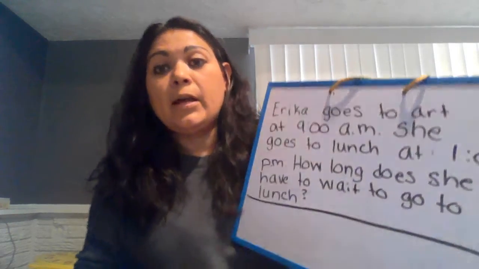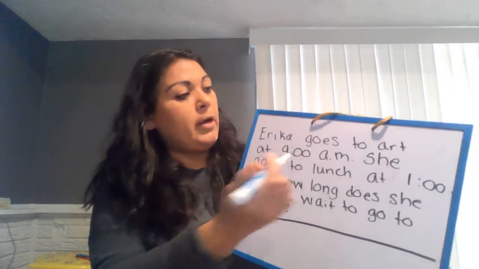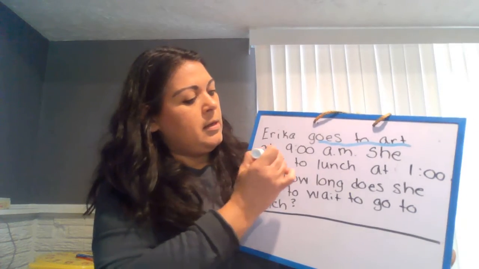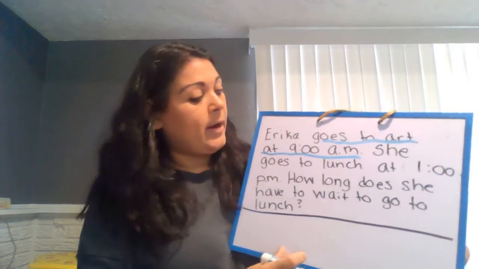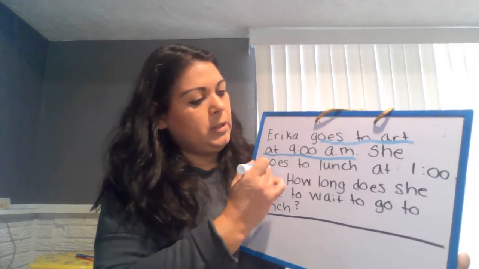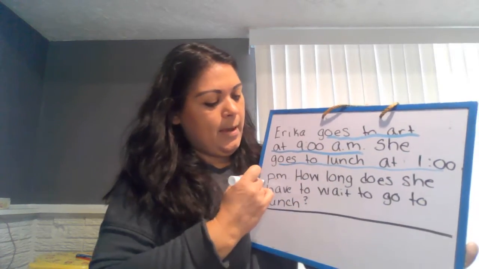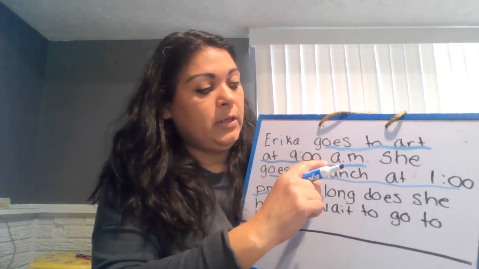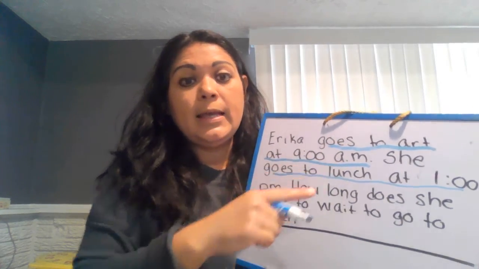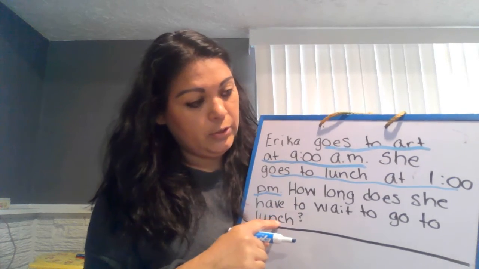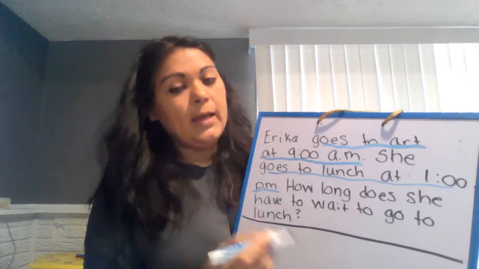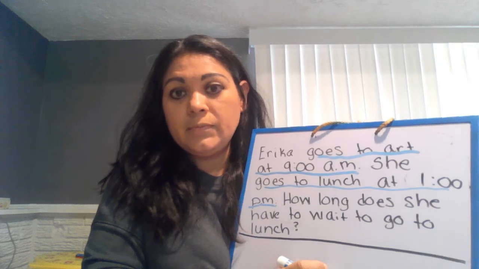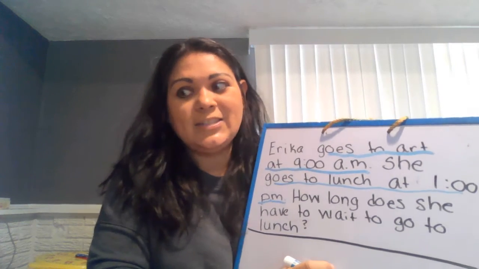So now we're comparing 2 times. We're comparing when she goes to art, and I'm underlining it, at 9 a.m. Then we're comparing that she goes to lunch at 1 p.m. So we notice in the morning she goes to art. In the afternoon she goes to lunch. Okay, so we have to calculate how long it takes until she goes to lunch. How long does she have to wait?